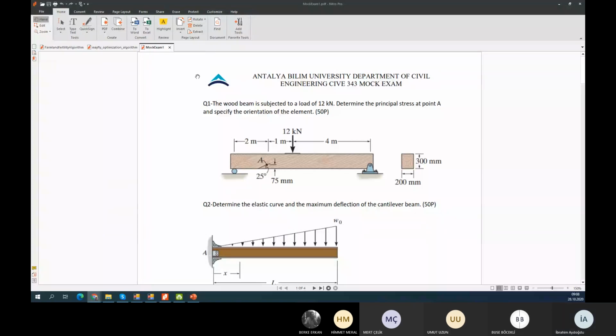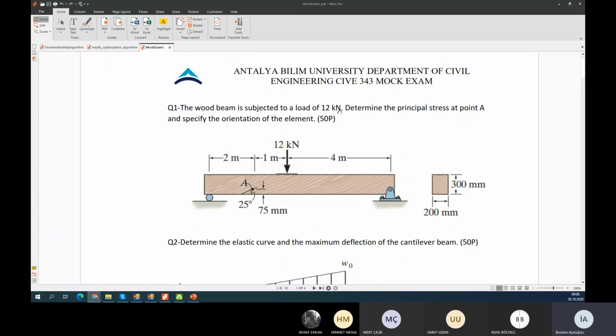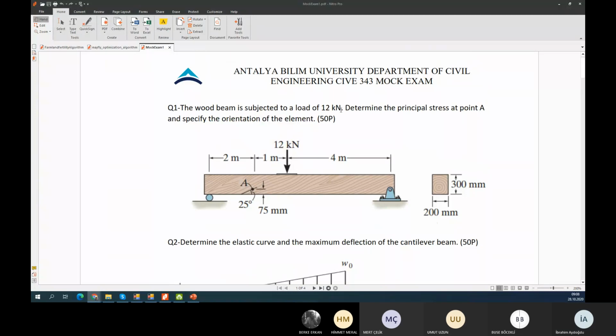Okay. In this lecture I'm planning to solve question 1, and this example was solved about 2 years ago as a mock exam question. Okay. First of all, I want to read the question.